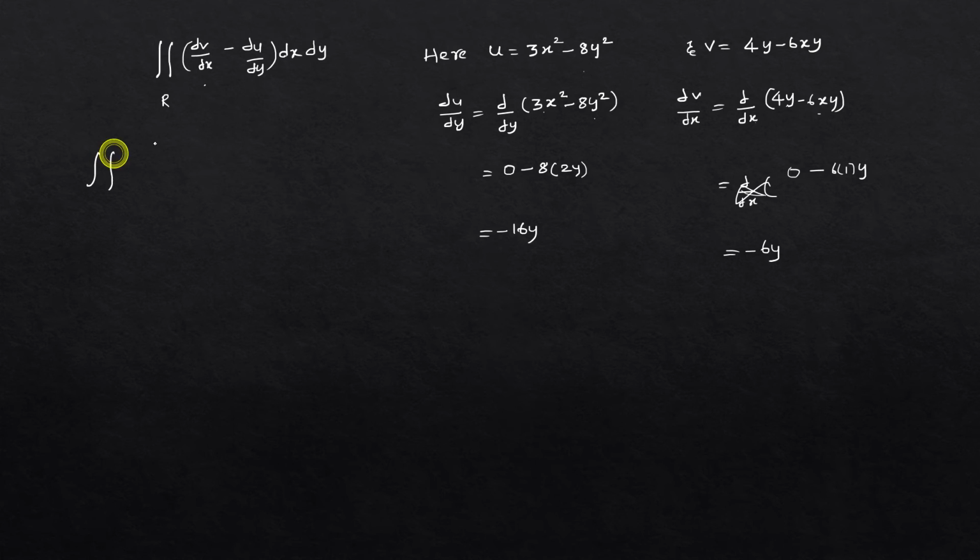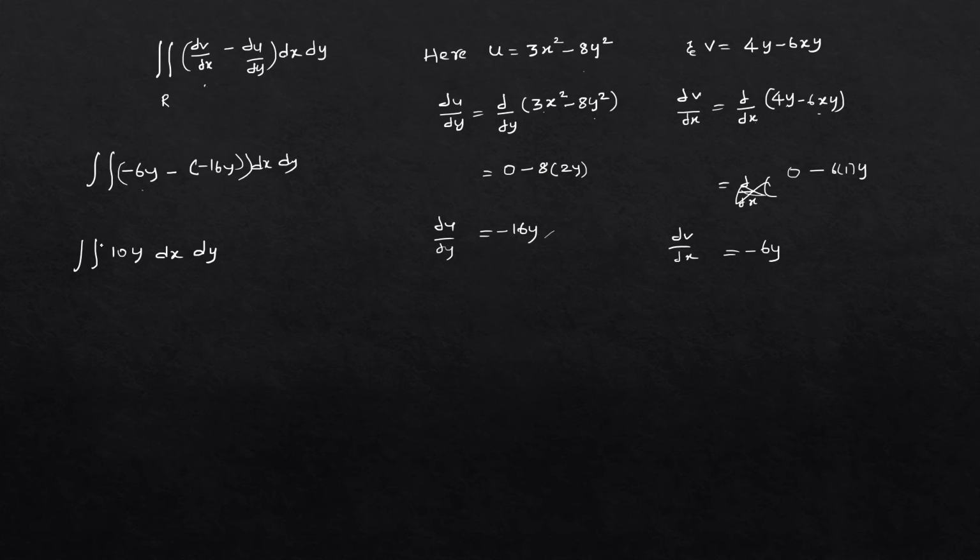So in the double integral, dou v by dou x means minus 6y, and dou u by dou y means minus 16y. So minus 6y minus of minus 16y. Be careful, dou v by dou x value is minus 6y, and we have to put the minus symbol as it is. Then we look at dou u by dou y, which is minus 16y. So overall we will get the limits in dx dy. That means the double integral of minus 6y plus 16y, it will become 10y dx dy.